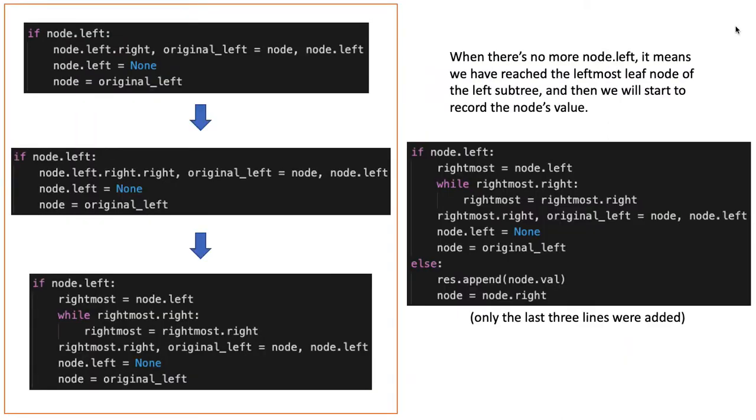Now we will increase the complexity of the code just one small step further. On the left hand side, we see the evolution of the code to rewire the tree when the left child node exists. But what if there's no more left child node? It means we have reached the leftmost leaf node of the left subtree, and in that case, we'll start to record the node value to give us the in-order traversal. So by the last 3 lines here, we'll append that value to a result array, and then move to the next node as the right child node.